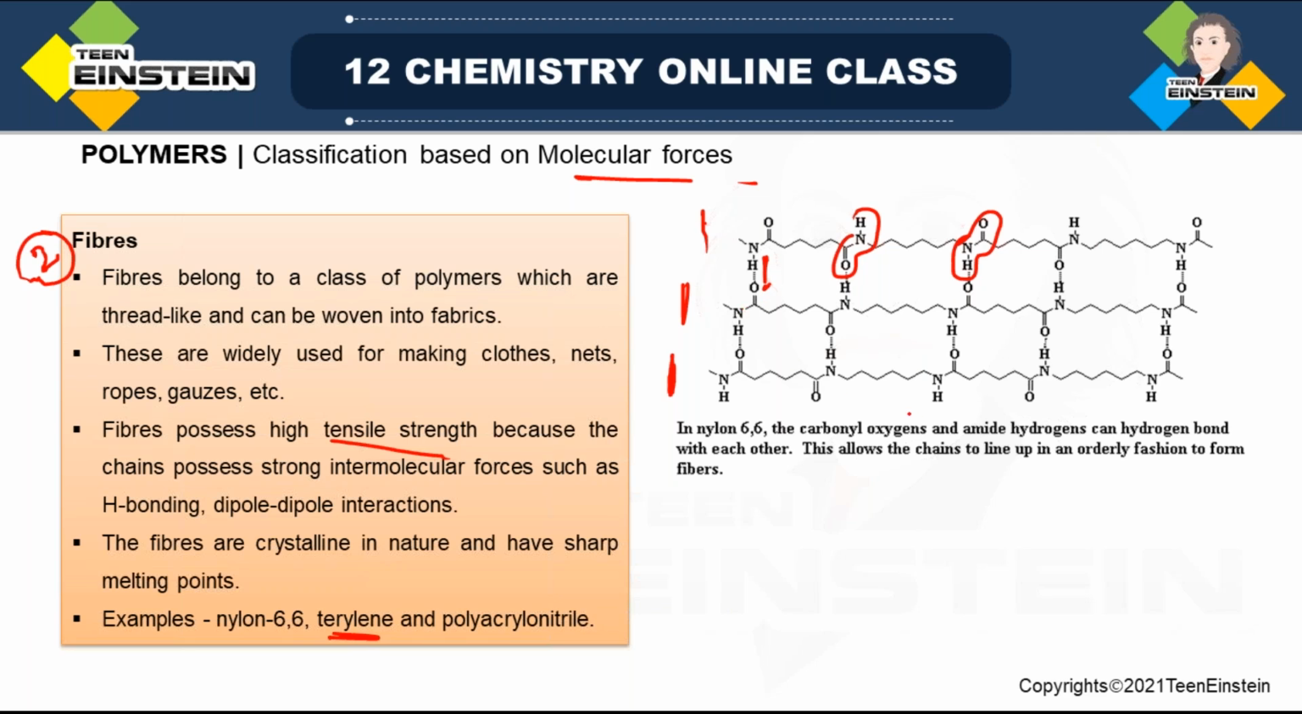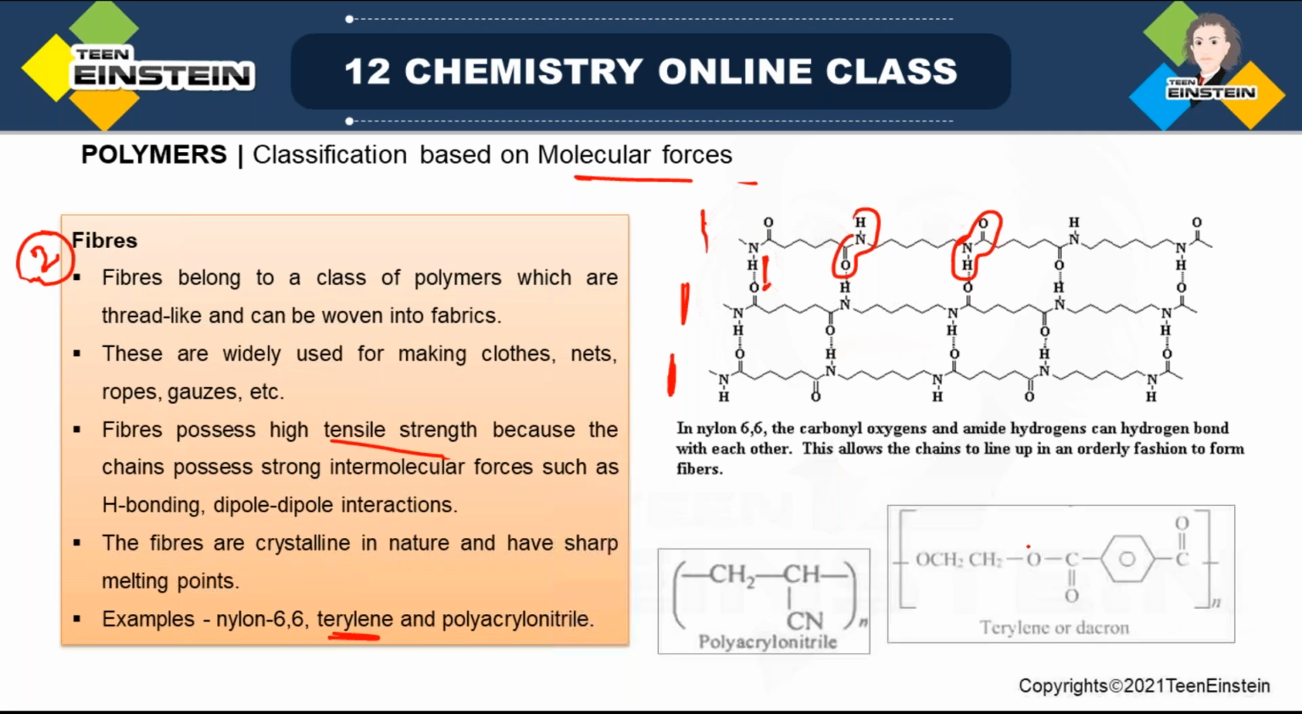Because of this hydrogen bonding, which is strong, we are getting this type of fiber-like structure. So here the carbonyl oxygen and amide hydrogens can hydrogen bond with each other, and that is why they can line up in orderly fashion and ultimately form fibers. So this is an example of nylon 6,6.